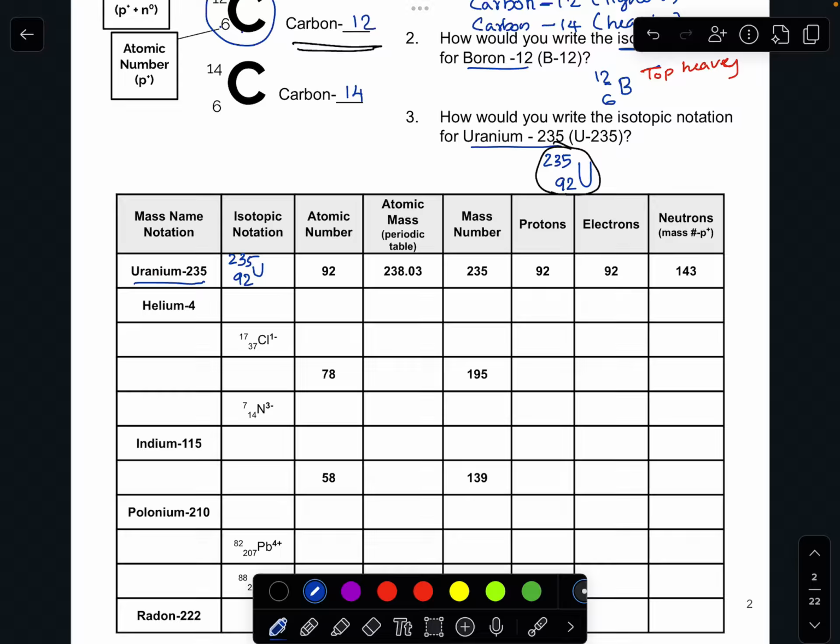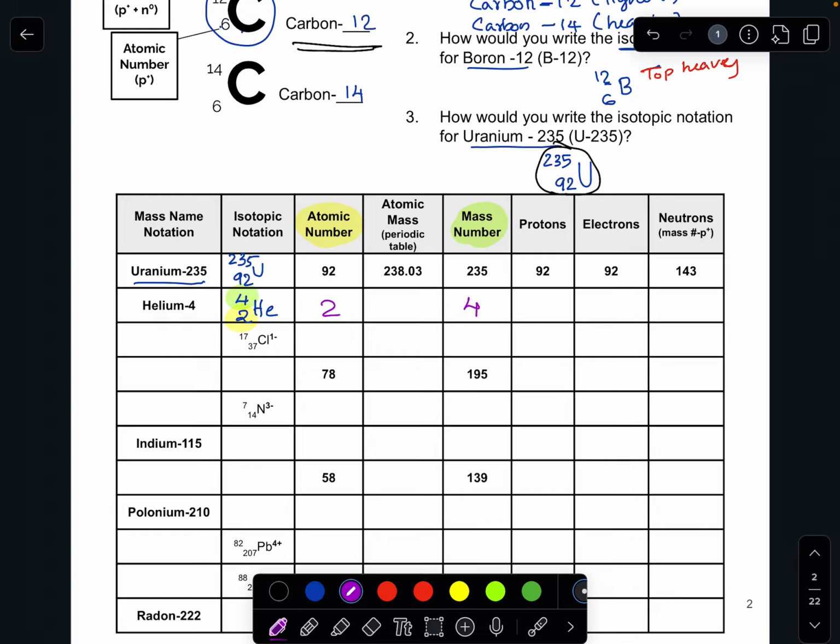Okay, so let's go write that. The second one is helium, and look at the periodic table, it is atomic number 2 and mass number 4. Okay, so fill in the atomic number. The atomic number is the number on the bottom. So that is 2, and the mass number is the number on the top, so you are going to write that, it is 4.